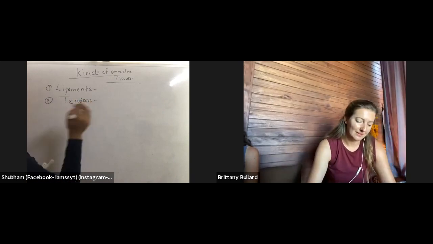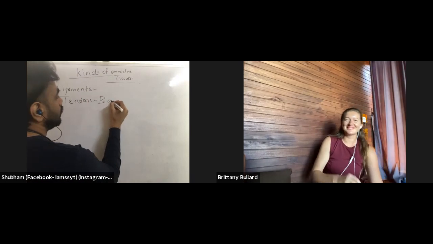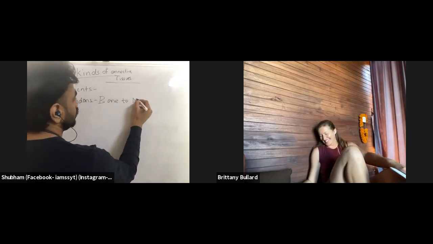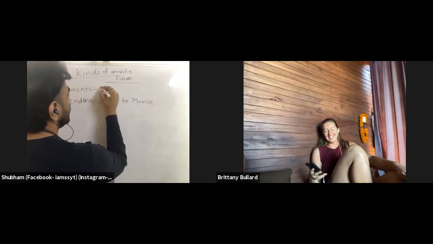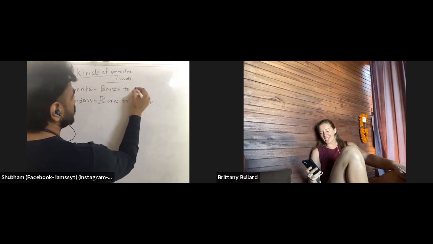That one's bone to muscle. Yes, that is what? Bone to muscle. Ligaments, what? Bone to bone connection.